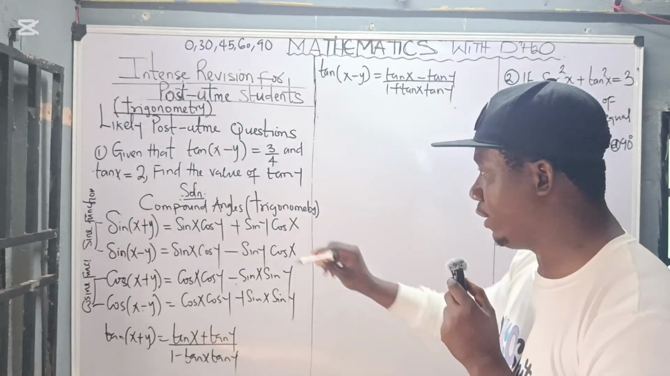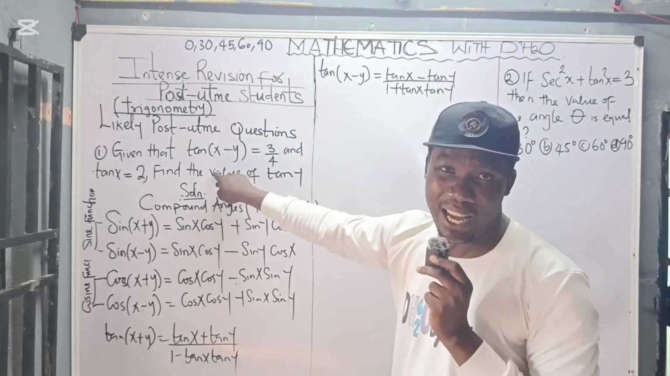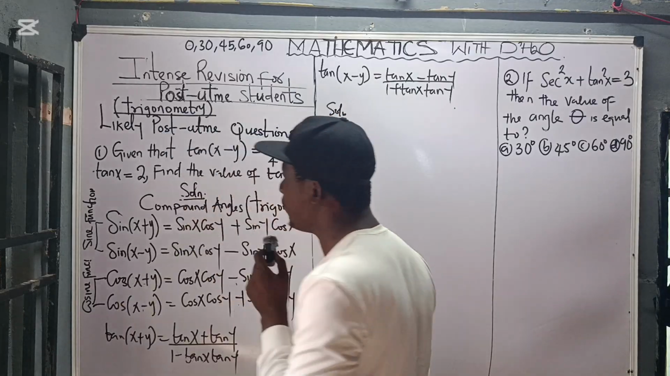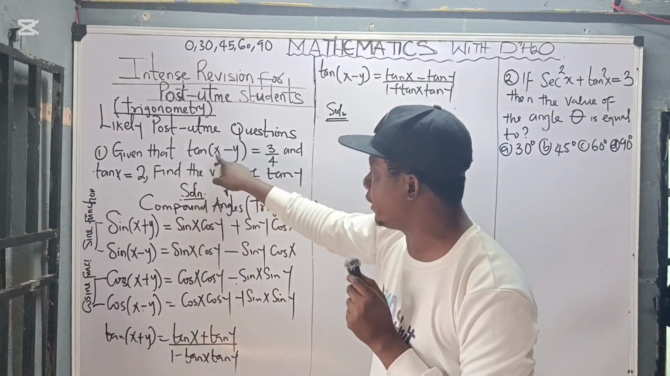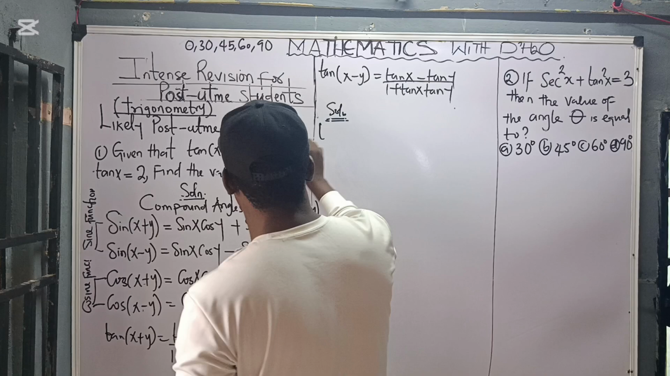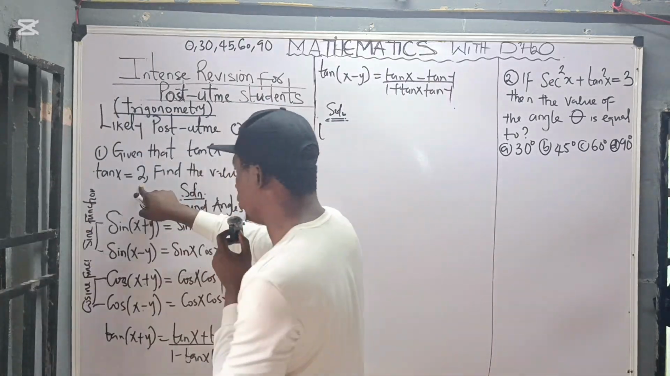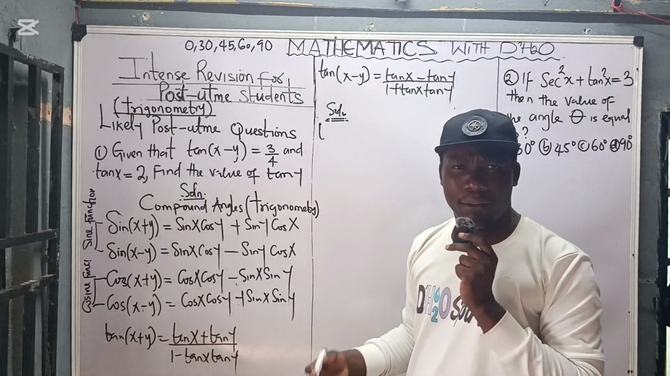So the question here on the board is based on tan. So if I want to solve this question, it is quite very easy. They said tan x minus y is equal to 3/4, and tan x is equal to 2. Find the value of what? Tan y. Very easy.